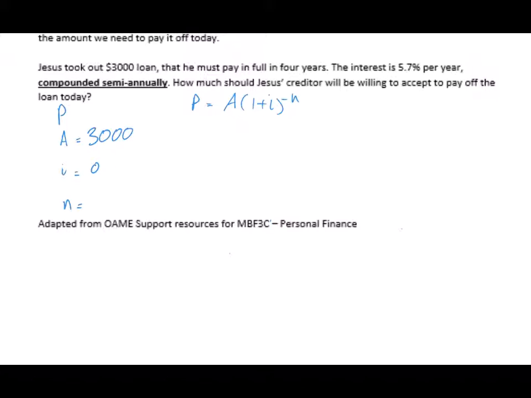Now, our percentage is 0.057, and we're going to write this in a slightly different way. So we're going to divide this by 2. And now n is going to be 8, because it's 4 years. So we're going to take 4, and then we're going to multiply that by 2, and that will give us 8. So now let's substitute into our equation.